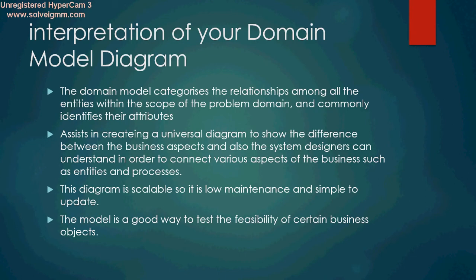My interpretation of the domain model diagram is that the domain model categorises the relationship among all the entities within the scope of the problem domain and commonly identifies their attributes. So this assists in creating a universal diagram to show the difference between the business aspects and also the system designers can understand in order to connect various aspects of the business, such as the entities and processes. Now this diagram is scalable, so it has low maintenance and it is simple to update. The model is a good way to test the feasibility of these certain business objects.